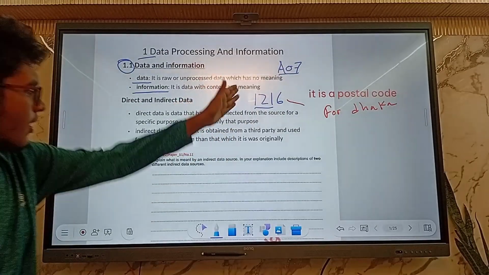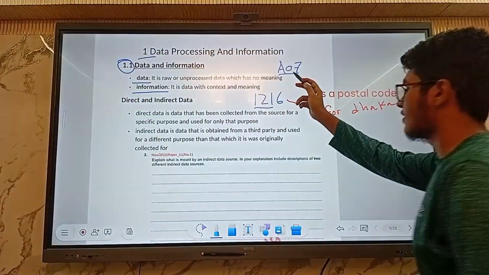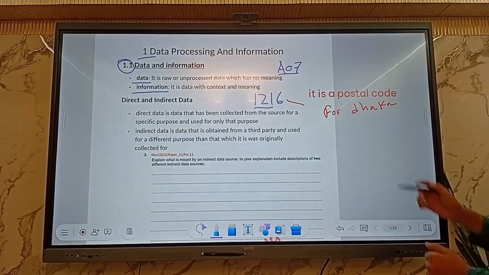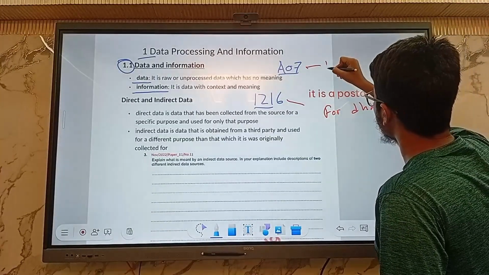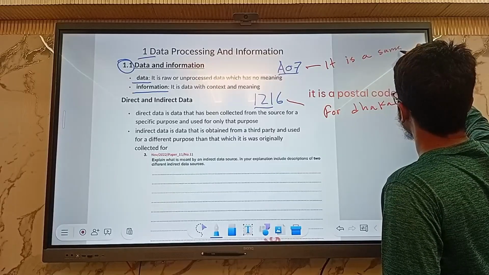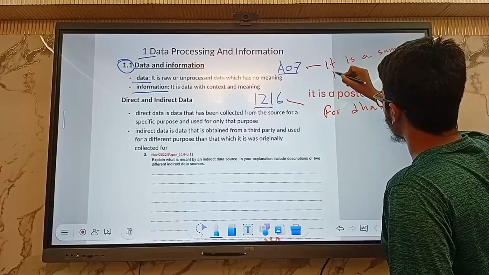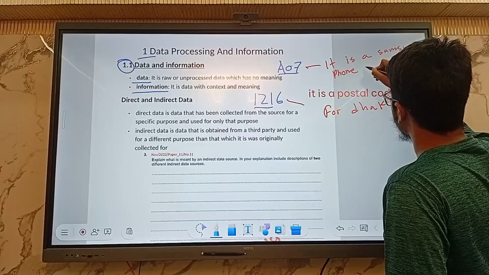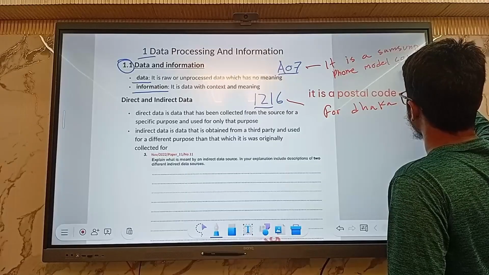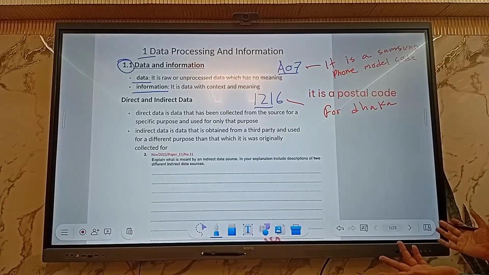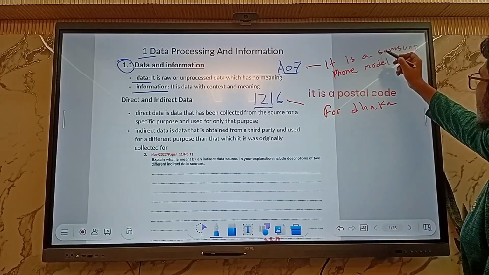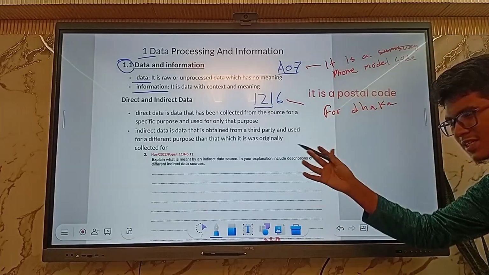Now let me give you another example right here. A07. What does A07 stand for? What I can say is that it is a Samsung phone model code, right? It is a Samsung phone model code or a phone model number, whatever you say. So it doesn't have to be necessarily Samsung. It is just for an example.